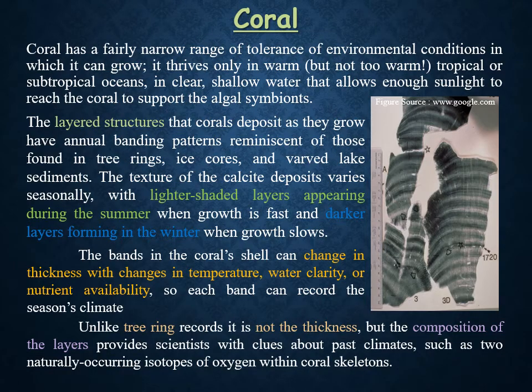Next type of proxy is found from the corals. Now, corals are living organisms found in marine environments. They have a fairly narrow range of environmental tolerance. Most corals prefer shallow water with an ample supply of light, and clear water. Among corals, there are certain types which form the reefs.